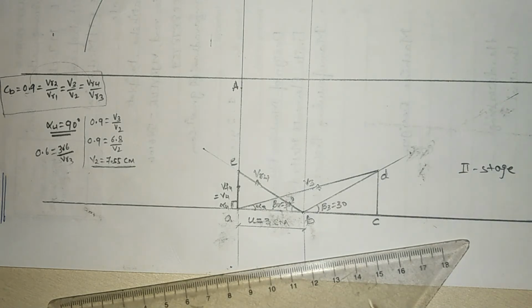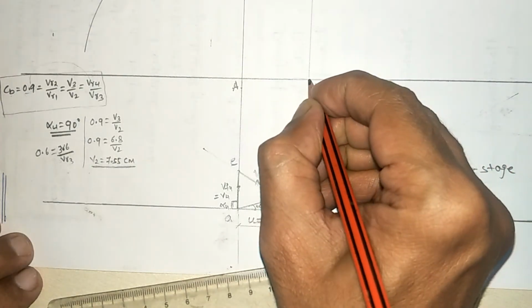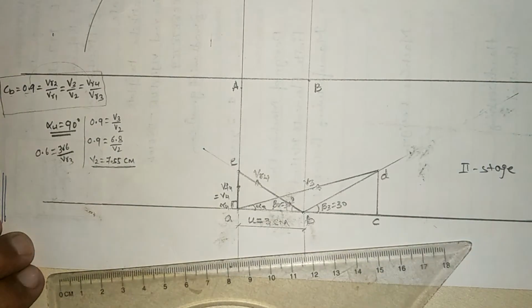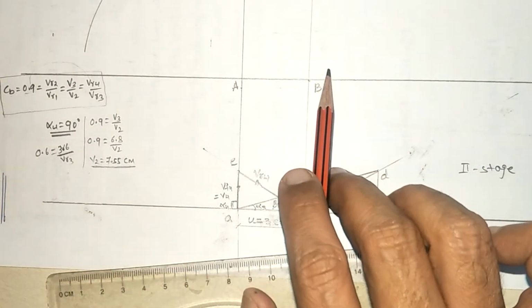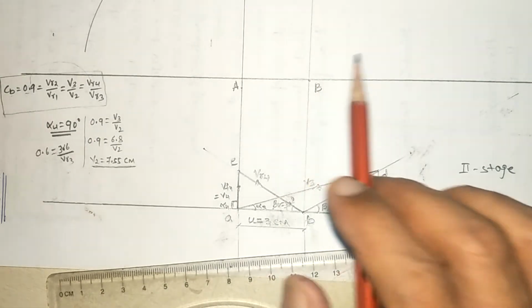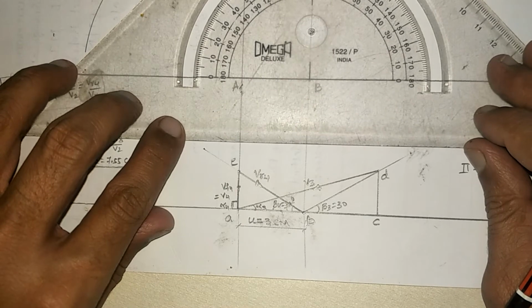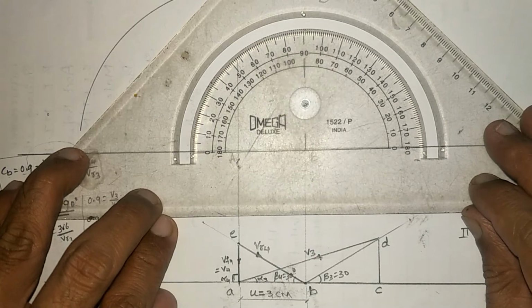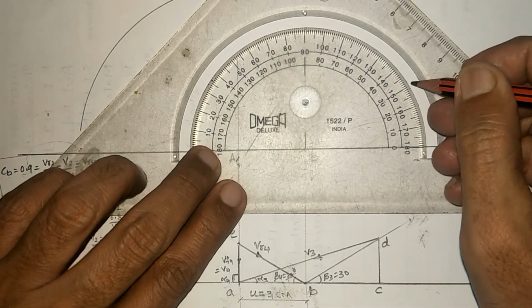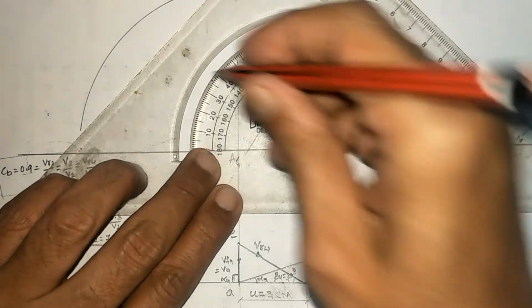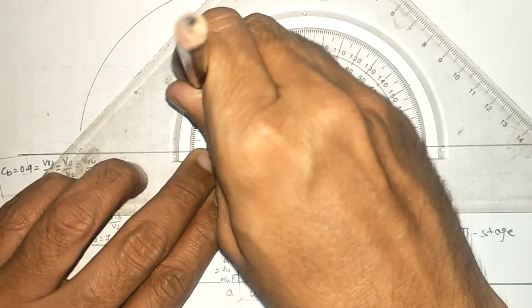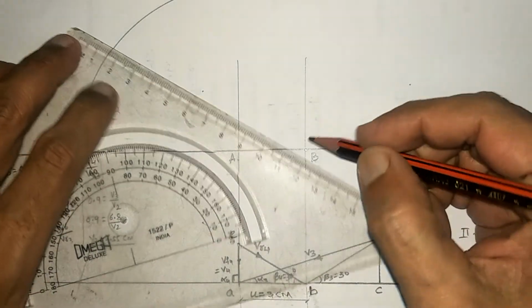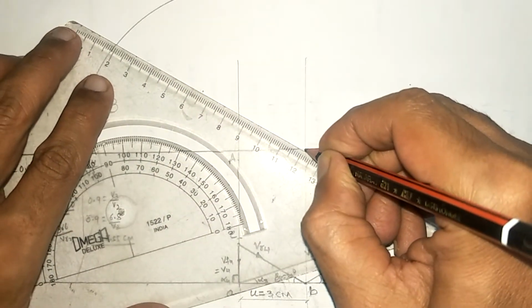Okay, at the same time, I am going to draw from this point B. Beta 1 and beta 2 angles are given in the problem, and both are 30 degrees. From this point I draw a line at an angle of 30 degrees to indicate beta 1 and beta 2. So beta 1 is 30 degrees and beta 2 is also 30 degrees. Now join these two lines.